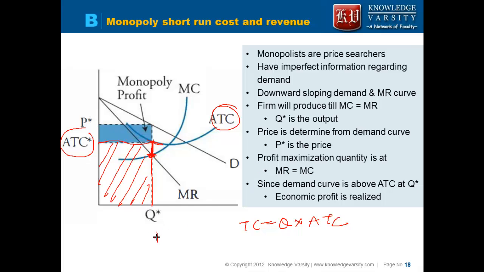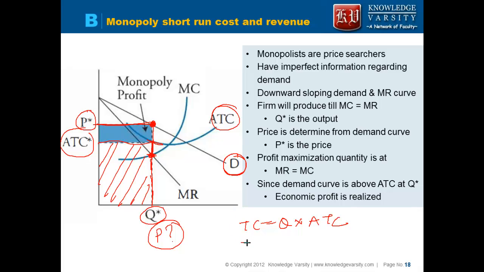But the point is, what price are they able to charge the customer? What price will they charge? Note that the price is always decided from the demand curve. So if you are producing at this quantity, you bring the quantity up, and wherever it meets the demand curve, that is the price you are going to charge. So this is the price that will be charged.